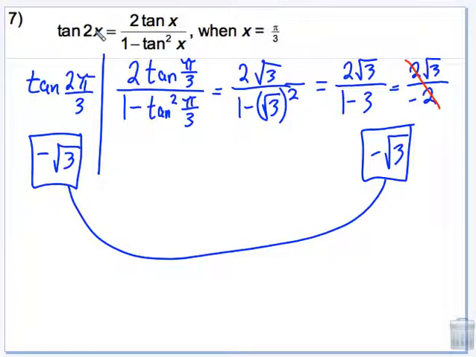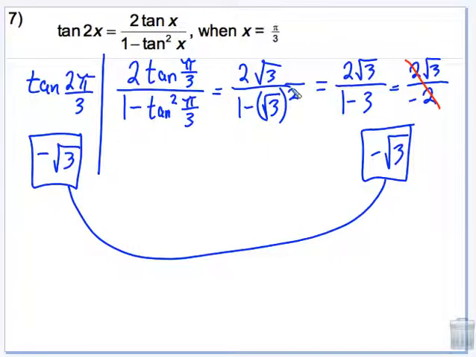Same kind of thing. We plugged in pi over 3 for x here. We have tangent 2 pi over 3. Look in your trig table, you get negative square root of 3. Come over here, plug in pi over 3 for your x's. You have 2 times tangent pi over 3 minus tangent squared pi over 3. Look on your trig table. Tangent of pi over 3 is the square root of 3. Replace your tangent pi over 3 with square root of 3.